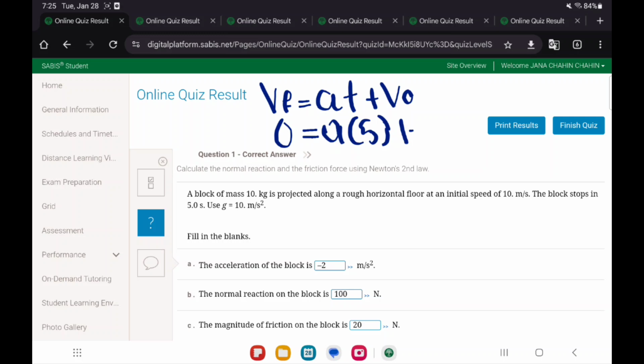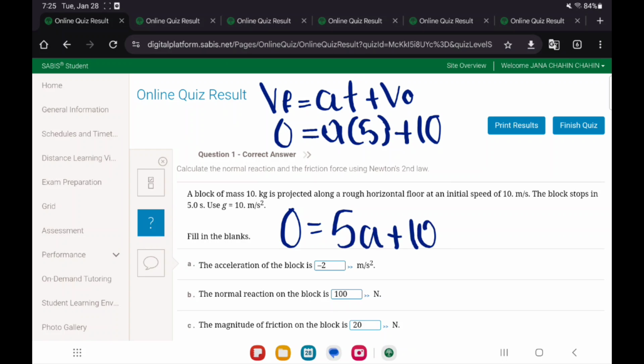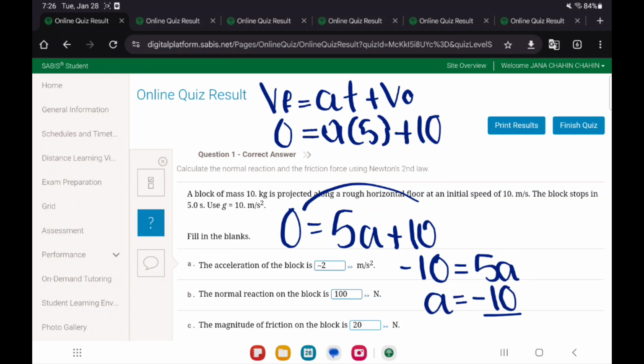And plus 10 meters per second. You can't really do anything on your calculator until now. So 0 equals 5a plus 10. We move 10 to the other side. It becomes minus 10 equals 5a. So a equals minus 10 over 5, which is equal to minus 2. And that's your answer here.